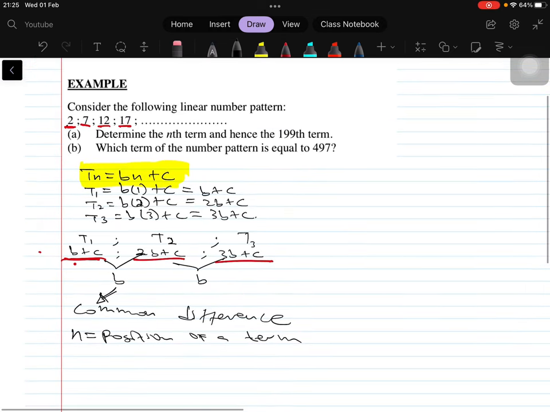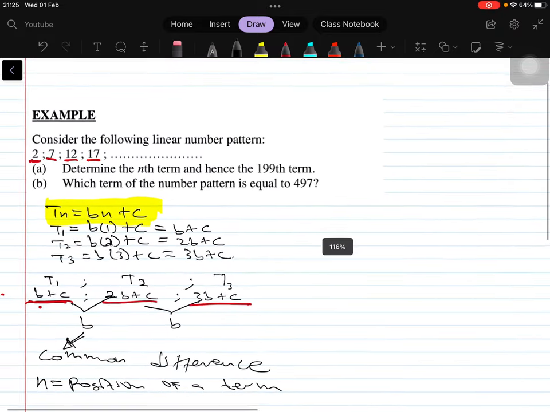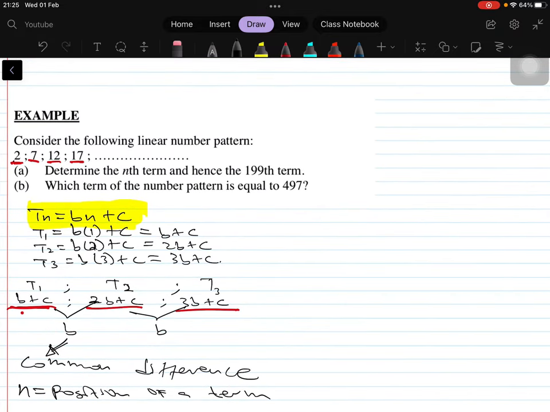So let's look at the example and try to solve it. I will simply say solutions, A. They've given us this example. Consider the following linear number pattern: 2, 7, 12, 17, etc. A. Determine the nth term and hence the 199th term. B. Which term of the number pattern is equal to 497?